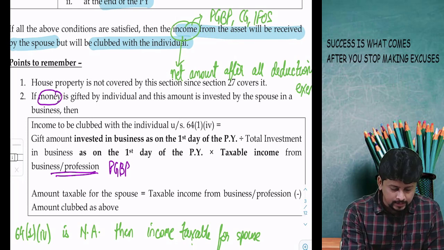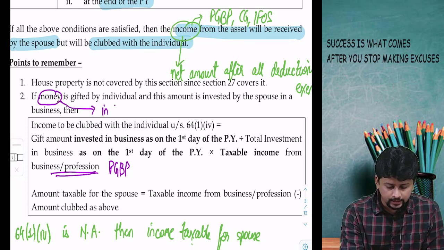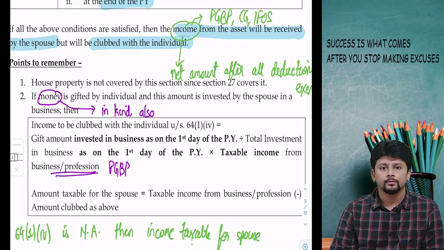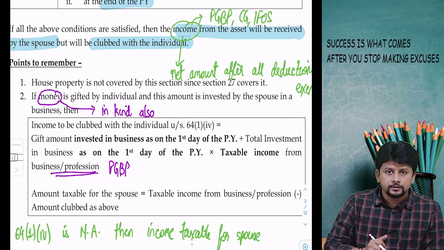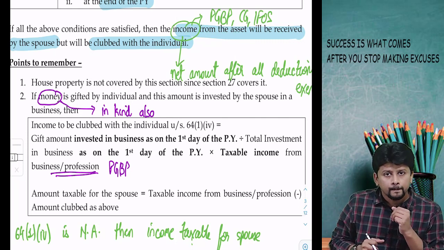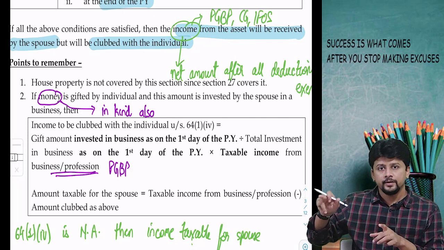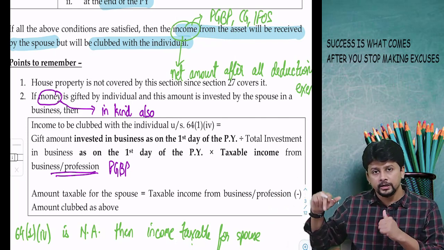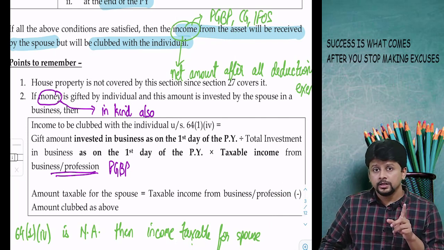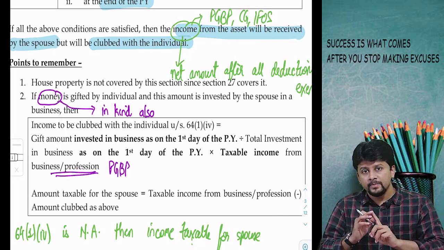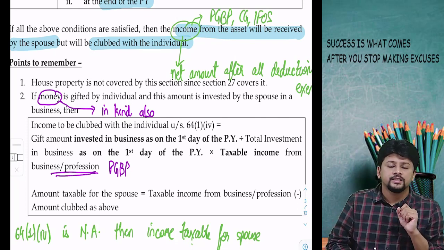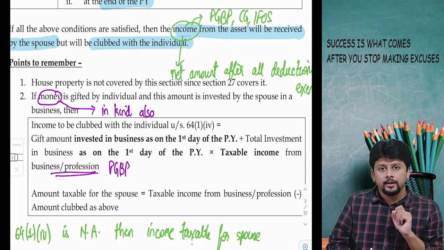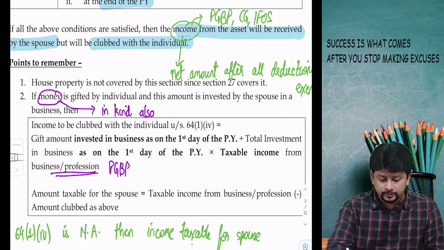That asset could be money. In fact, that asset could be something in kind also. Money or asset in kind is invested into business. Business will generate profits. Certain part of the profits are derived by the spouse's own money invested, own capital. But certain part of profits can be allocated, can be attributed, can be connected to this asset that the individual has given as gift. So clubbing will apply, but clubbing will apply on a proportionate basis. And what is the proportion?